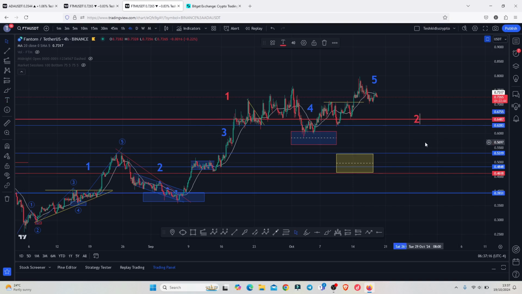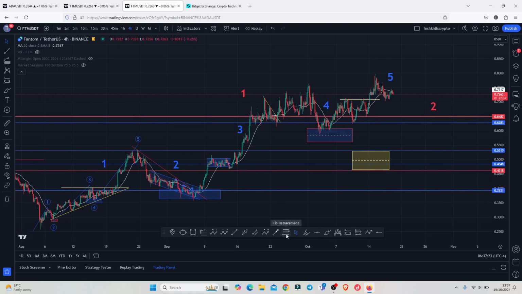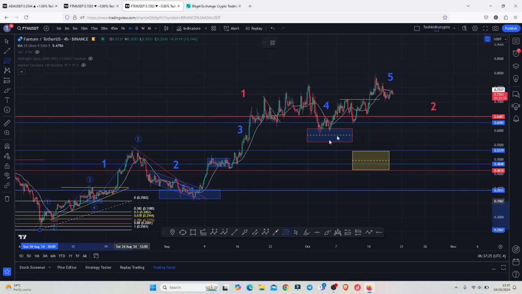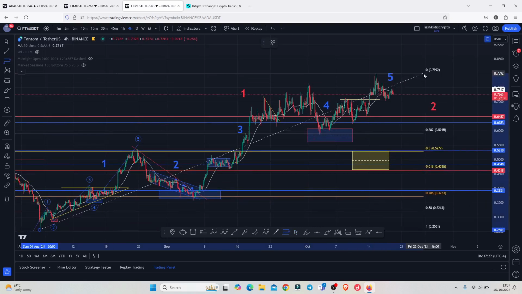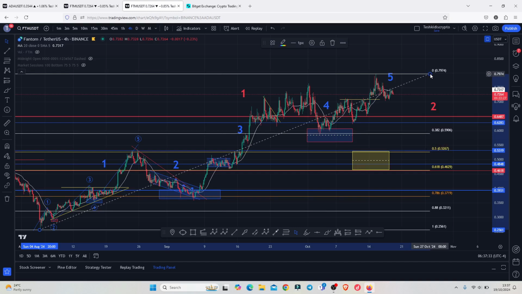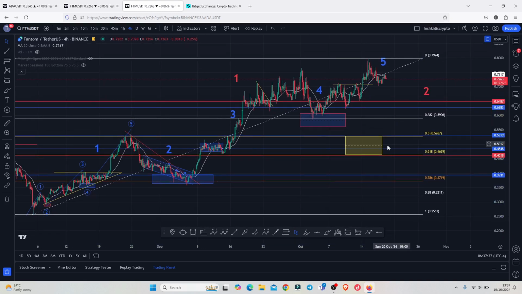in a larger Elliot wave count 2, whose minimum target areas can be given by connecting the fibs from the lows that we made on the 5th of August to the high above the $0.79, giving me a minimum pullback target area into the golden pocket that lies between the fib level 0.5 and the fib level 0.618, and that is between the 0.5267 and the 0.4629, which is the area highlighted here on the charts.